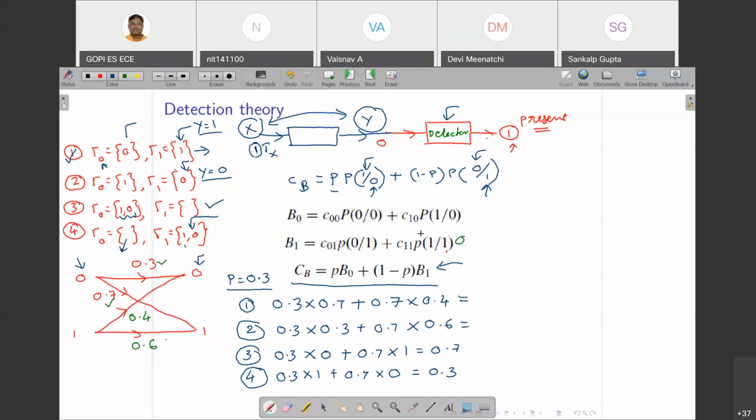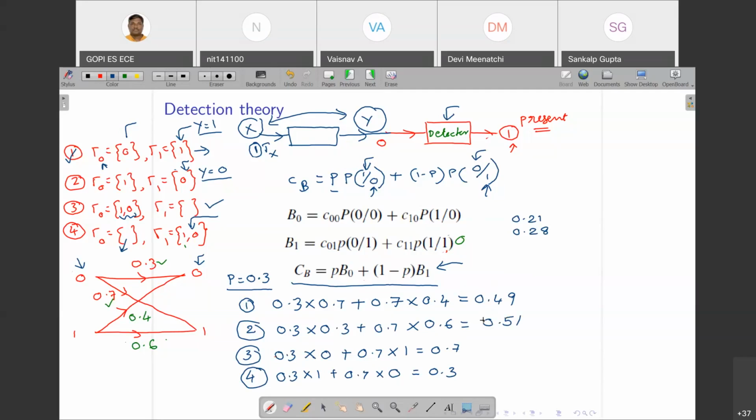It is 0.21 plus 0.28, right? So that is the case. 0.59. Okay. What about the second one? It is 0.09 plus 0.42. What is that? 0.51. Okay, fine.